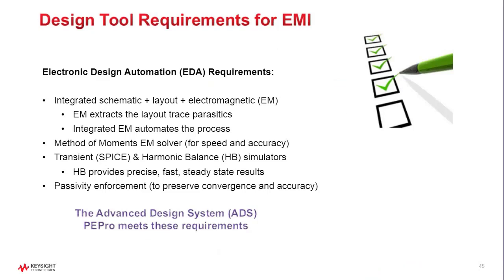Let's talk about the requirements for the design tool. We need a schematic, layout and electromagnetic integration. We're going to be focusing on a method of moments solver for convenience and speed, but you can also use a finite element solver, and we can supply that as well; it is part of the cockpit. It's built in. The transient analysis, or SPICE type analysis, is the time domain solver, and a harmonic balance frequency domain solver is also essential. We provide both of these.